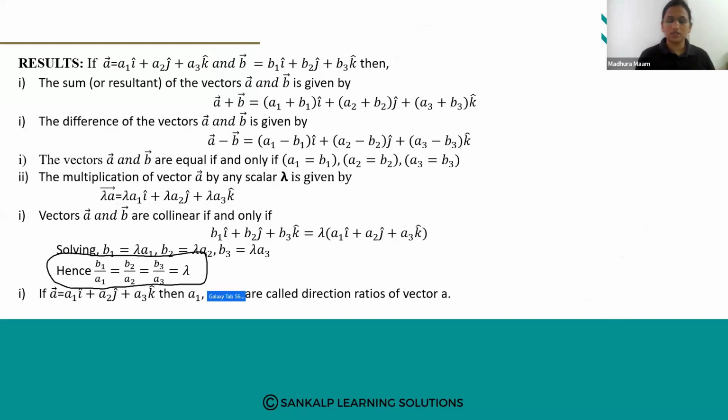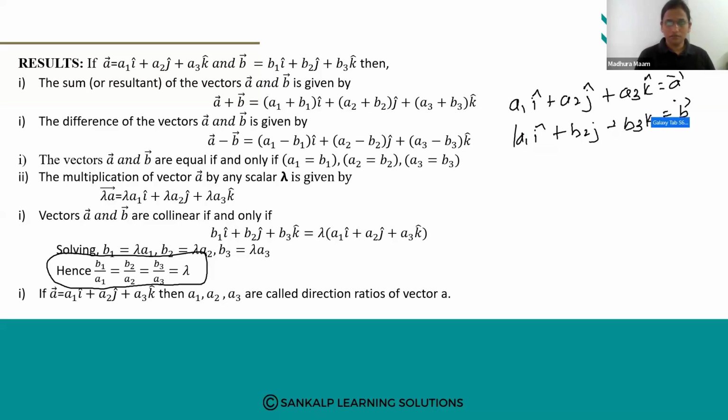If you have two vectors, A equals A1i plus A2j plus A3k, and B is a vector B1i plus B2j plus B3k, okay? So to check collinearity, what do we do? A equals lambda B, or here I have taken B. So B by A should be equal to lambda, right? So vector B and vector A, each component should be the same, the ratio should come to lambda, right?